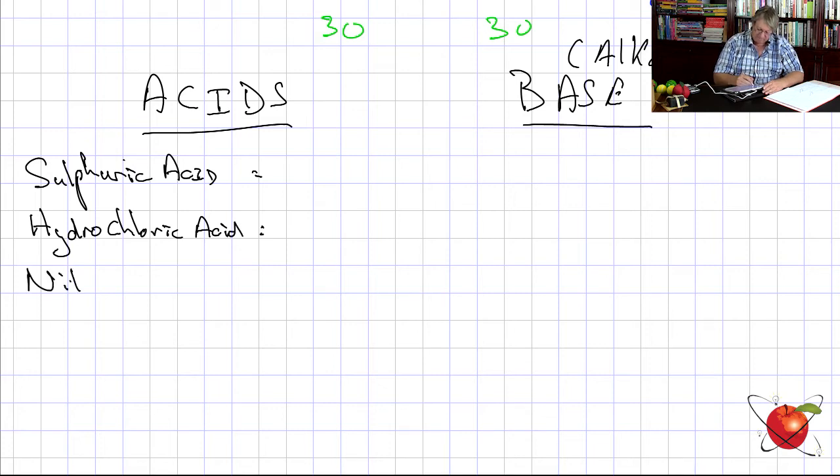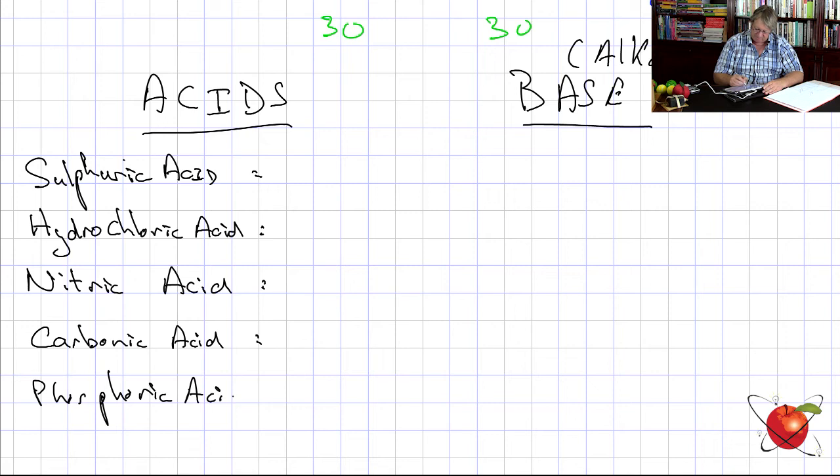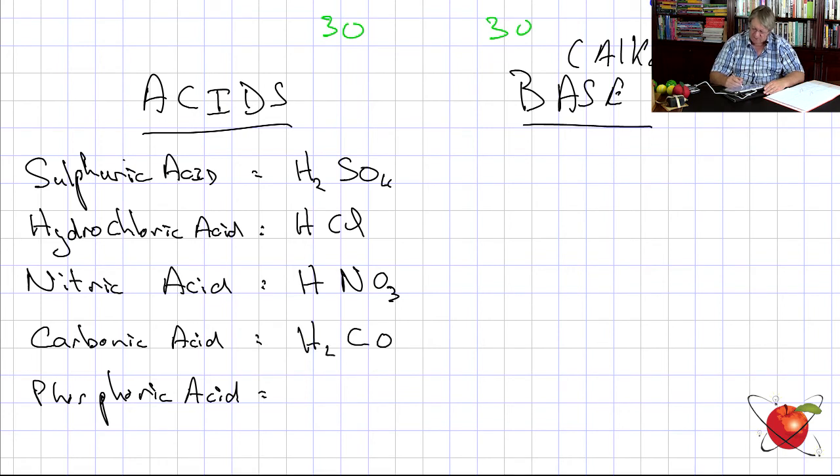Nitric acid. Then two more. Carbonic acid and phosphoric acid. Sulfuric acid, sulfur, H2SO4. Hydrochloric, stomach acid, HCl, also pool acid. Nitric, nitrogen must be in there, HNO3. Carbonic, H2CO3. Phosphoric, H3PO4.